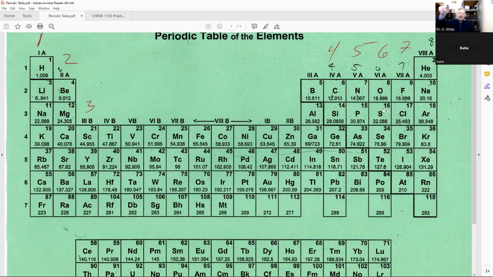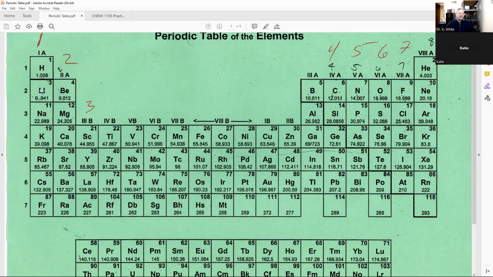So you look in the upper right-hand corner of this periodic table. Sometimes they're in the upper left too, but not this one. And those are the atomic numbers. Notice as you go across, they're increasing. As you go down, they increase. Now, each column is called a group or family. Now, there's one exception, and that's hydrogen. And I'll talk about that.